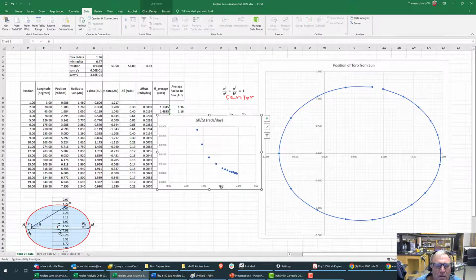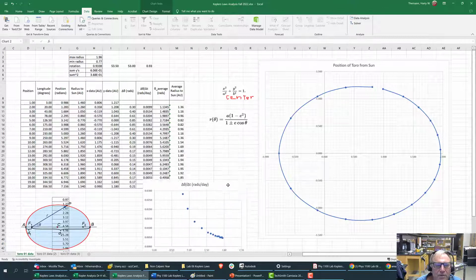And then I plotted the radius here and speed as a function of the radius. And you see, indeed, when it's close, it goes faster, and when it's further away, it's going slower. Pretty nifty, huh?